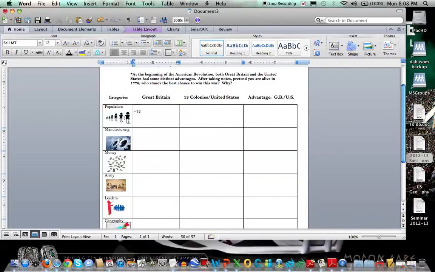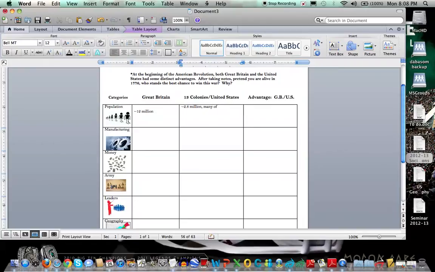The population of Great Britain was about 12 million people at the time of the American Revolution, whereas the population of the 13 colonies in the United States is approximate. And if you're looking for the approximate button, you're going to hold down the shift key and then the upper left just underneath the escape key. That'll get you that little approximate sign. The population of the 13 colonies was about 2.8 million.